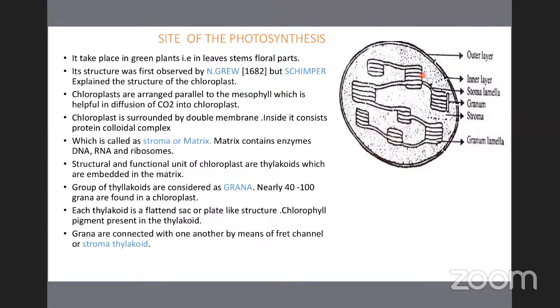And in this stroma we can see the arrangement of many group-like structures, which are called grana. And this grana is nothing but a stack of thylakoid structures. What is a thylakoid? A thylakoid is a plate-like structure, and a number of thylakoids are arranged in groups, and that group is called grana. These grana are interconnected by thread-like, fiber-like structures, which are called stroma thylakoids. And the thylakoid is helpful in storing the pigments. That is the structure of a chloroplast.